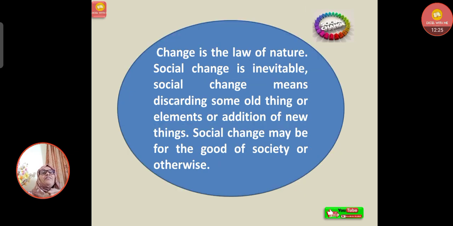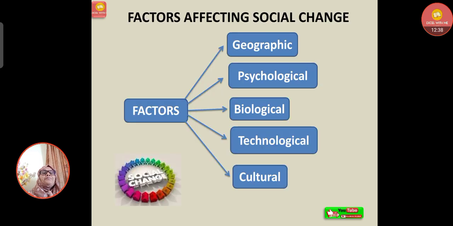Change is the law of nature. Change is inevitable. Social change means discarding some old things or elements or addition of new things. Now social change may be for the good of society or otherwise.